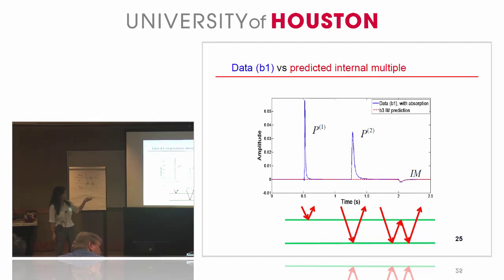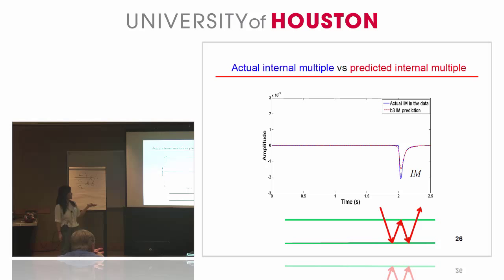And the red line here is the internal multiple prediction result. And now we extract the internal multiple to see detail. Again, the blue line is the actual internal multiple of your data, and the red line here is your predicted internal multiple. It's very clear to see that the time is exact and the amplitude is approximate. So now we have the same conclusion as the previous analytical examination, right?